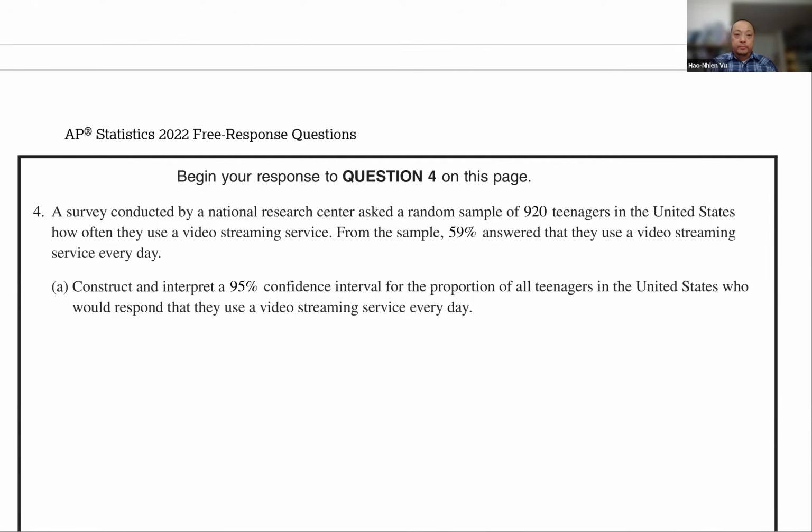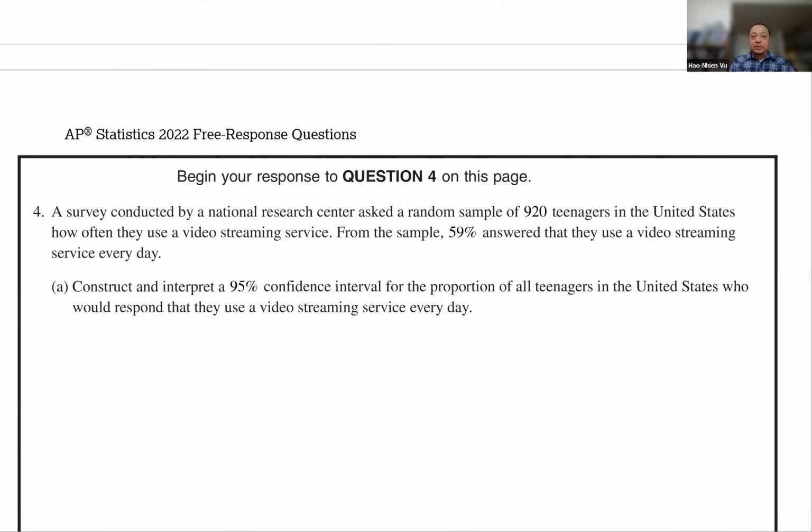Question 4. A survey conducted by a National Research Center asked a random sample of 920 teenagers in the United States how often they use a video streaming service. From the sample, 59% answered that they use a video streaming service every day. Construct and interpret a 95% confidence interval for the proportion of all teenagers in the United States who would respond that they use a video streaming service every day.